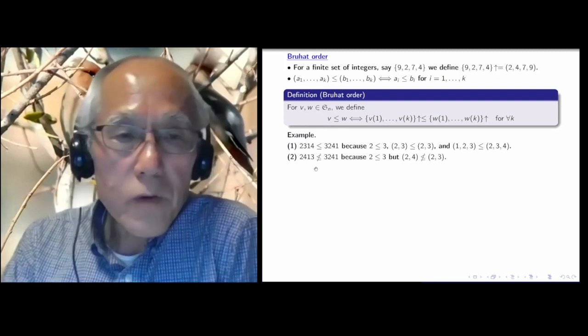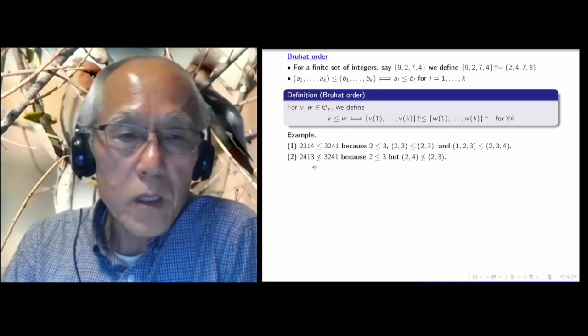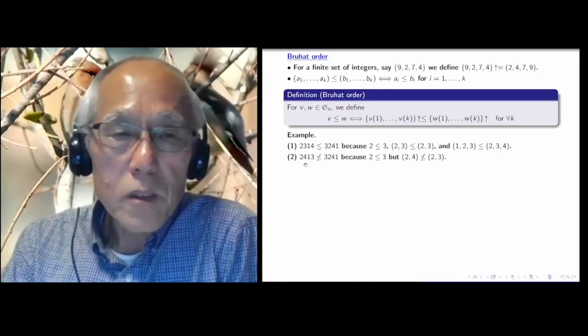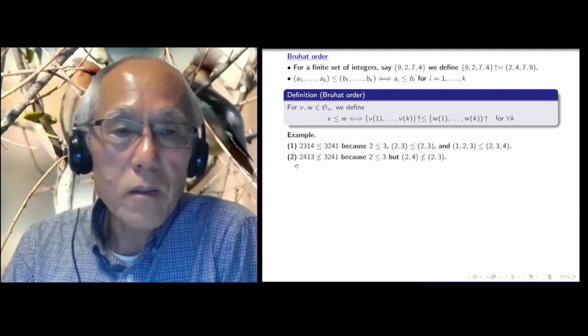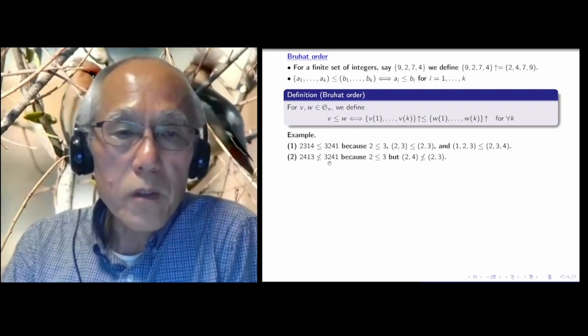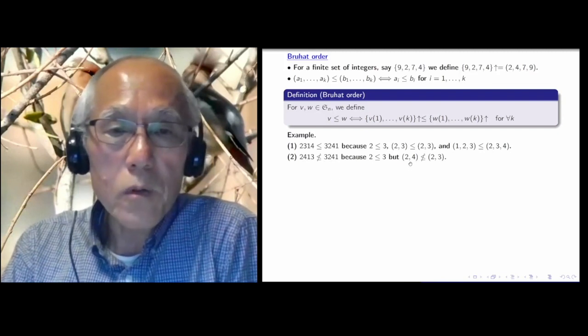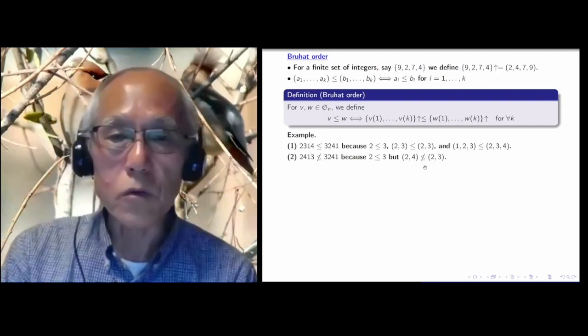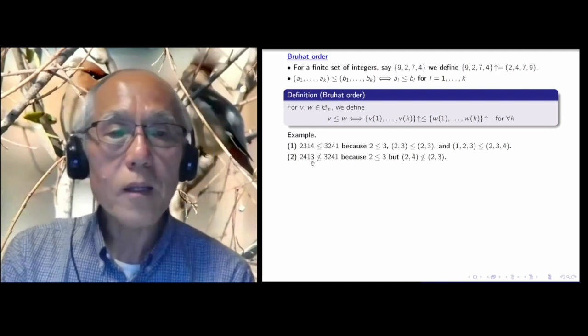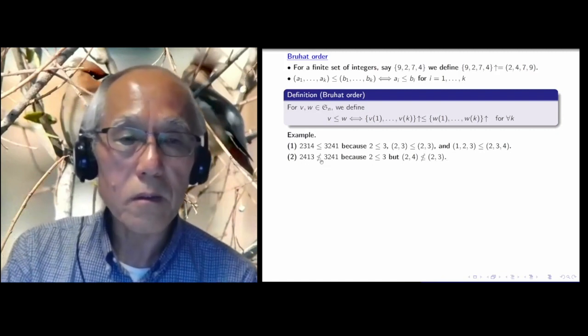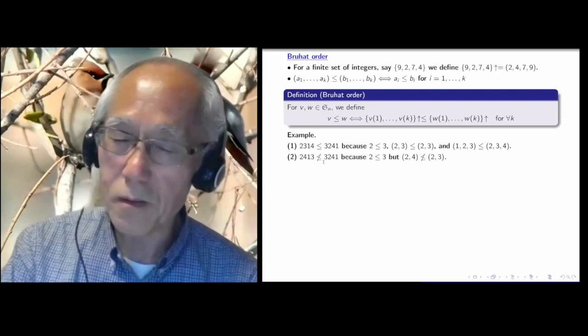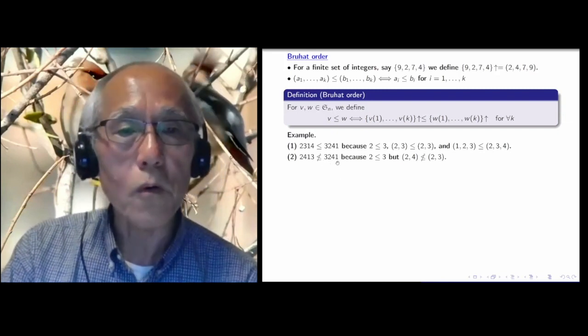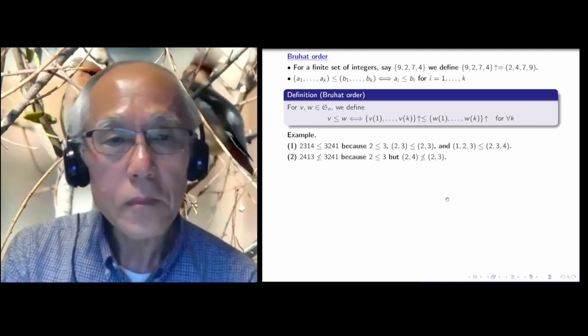But if I take similar permutations and do the same thing, then look at the first entries, 2 is less than or equal to 3. Look at the first two entries and arrange in increasing order. The first one is 2, 4, and this is 2, 3. This 2, 4 is not less than or equal to 2, 3. So this permutation is not less than or equal to 3, 2, 4, 1.